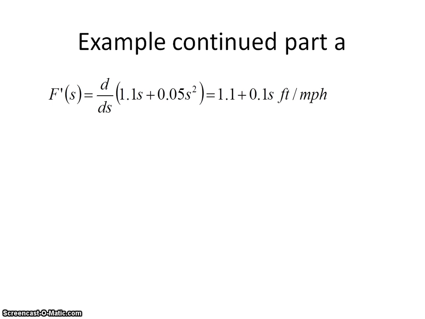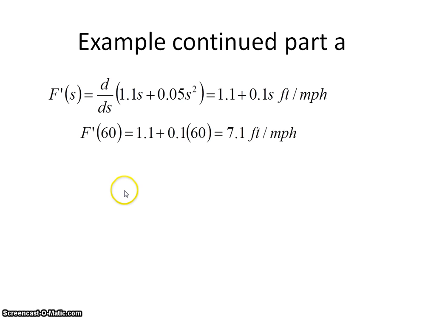When we take the derivative, we get 1.1 plus 0.1 s feet per miles per hour. And then we want to evaluate that at 60. When we plug in 60 for s, we get 7.1 feet per miles per hour. Now we're going to use that equation we just had, where x sub 0 is 60, f of x sub 0 plus 1 minus f of 60.